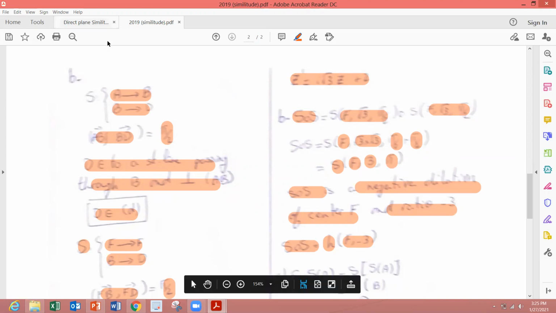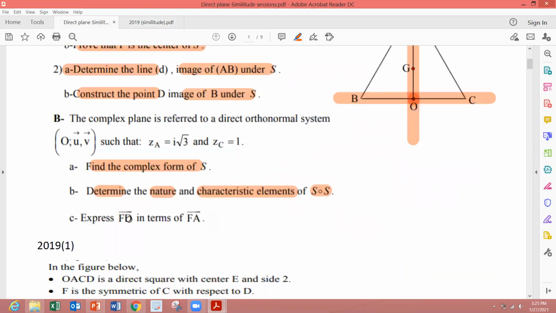Last part. Express FD in terms of FA. This is part C. We are going to use the previous part, part B. We look for S round S of which point, the image of S round S of which point. We have center F, so either D or A. Let's take A, because we don't have the image of D; if I say S round S of D, I don't know the image.